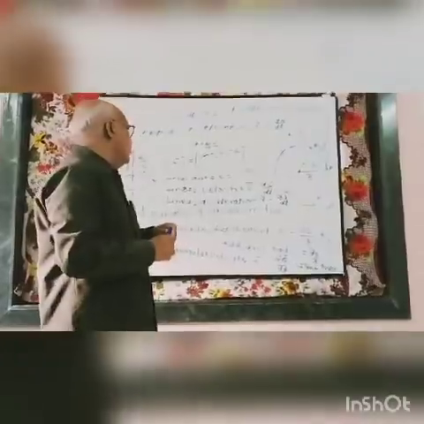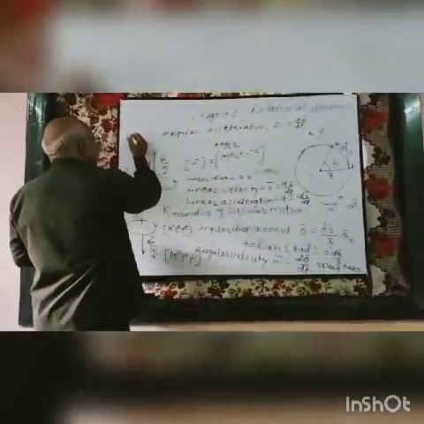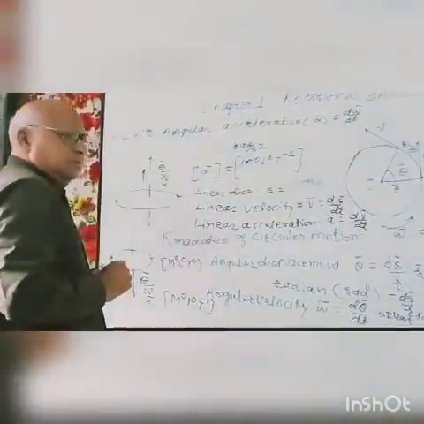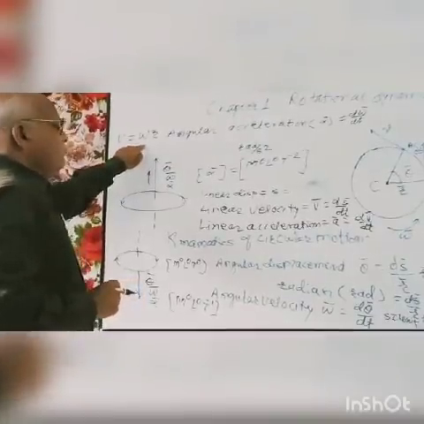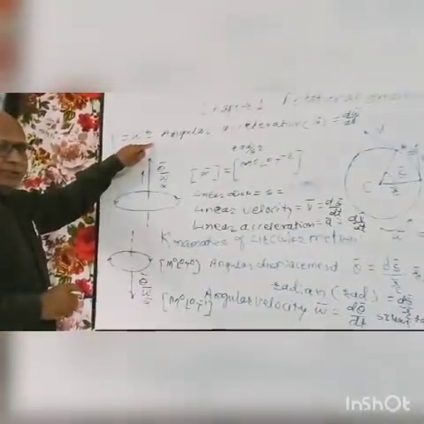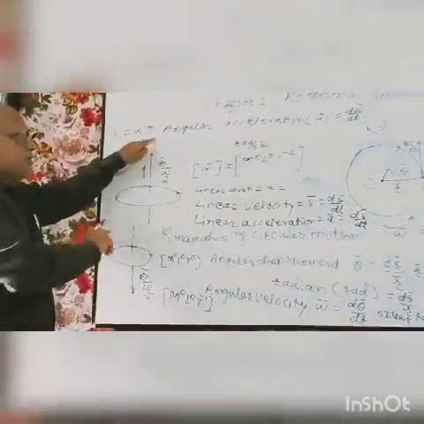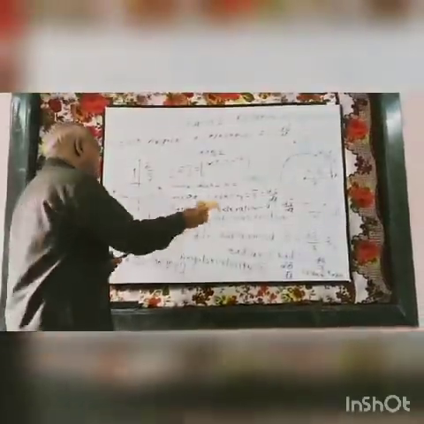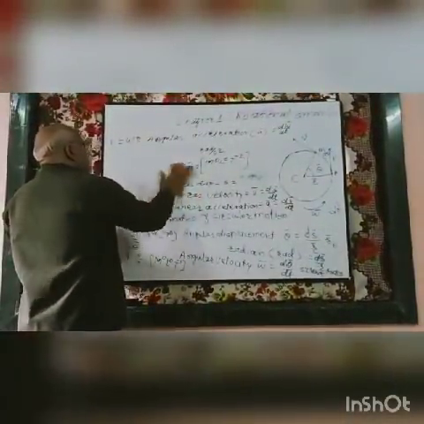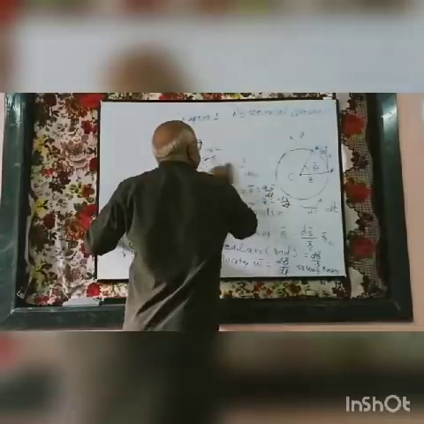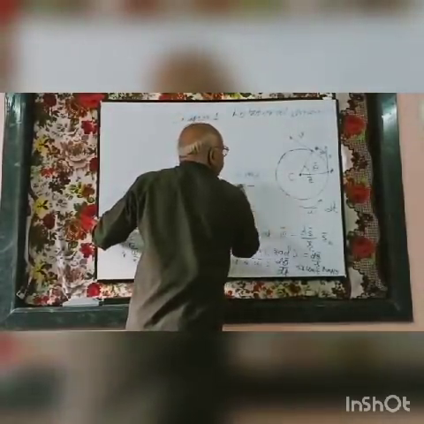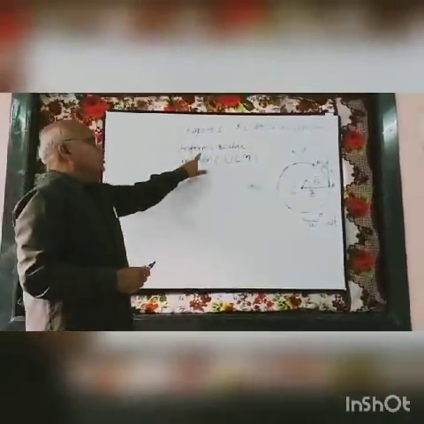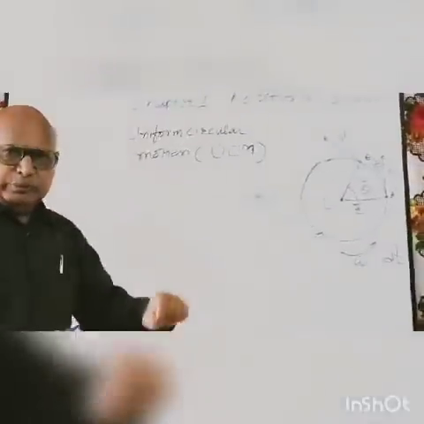Later on we are going to learn the magnitude of this: linear velocity is equal to omega into r. That is, linear speed equals angular speed into radius. So this is all about circular motion. With this we are going to proceed to learn uniform circular motion. The next article is uniform circular motion.